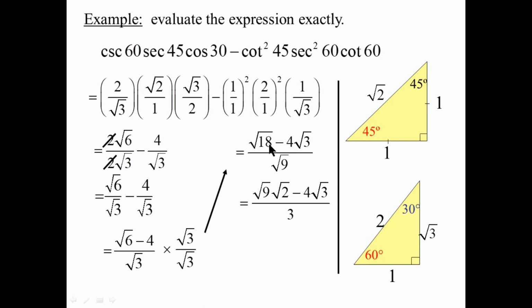And root 18 breaks down, as we know, from a previous unit in math. It's root 9 root 2, because 9 times 2 is 18, and root 9 is a number that we know. And so this is the simplified version of this more complicated expression.